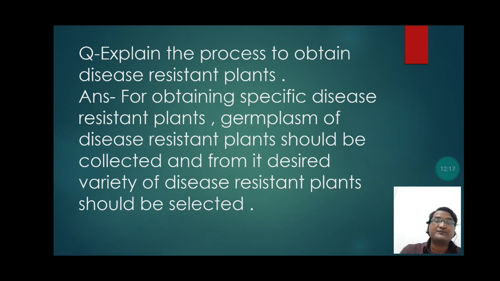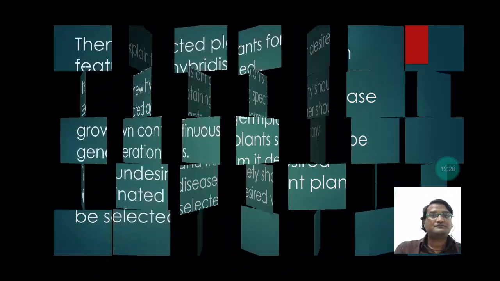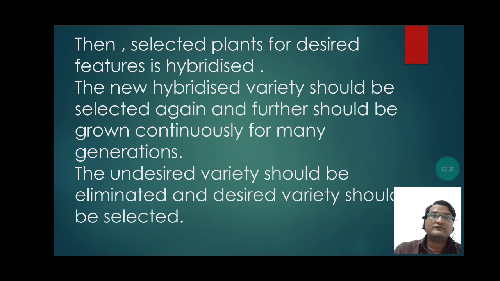Now students, from this germ plasm collected, desired varieties of disease resistant plants should be selected again. Then selected plants for desired features is hybridized. So students, the selected plants after hybridization is not only the most improvised plant, so selection again should be done from the hybridized plants which are newly obtained.